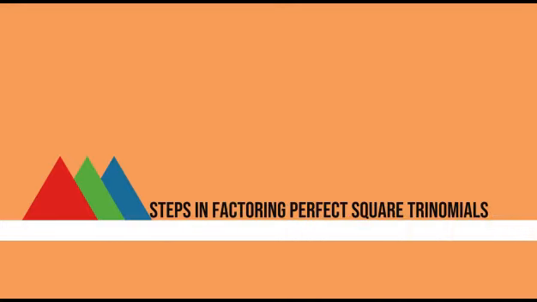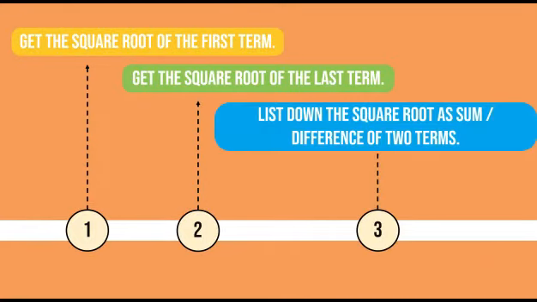Before having an example, let us first enumerate the steps in factoring perfect square trinomials. The first step is to get the square root of the first term. And the second step is to get the square root of the last term. And finally, on step 3, we are going to list down the square roots as a sum or difference of two terms. It depends on which relationship is presented in our expression.